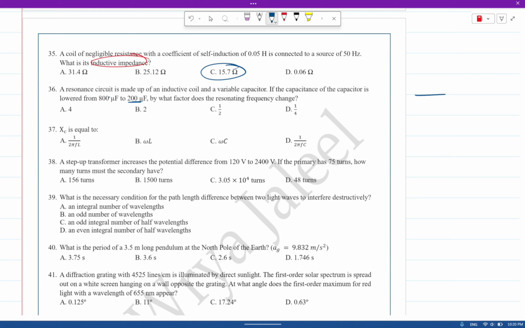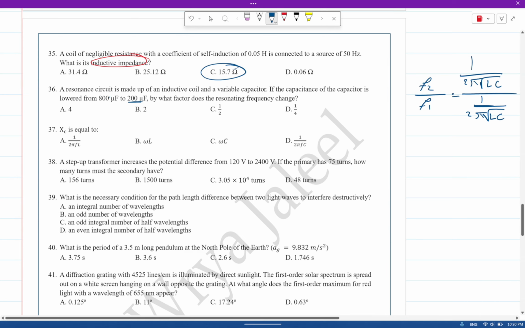so we can say F2 over F1. But what is the frequency of the resonating circuit equal to? It is equal to 1 over 2 pi, the radical of L times C. Again, for F1 it is the same thing: 1 over 2 pi, the radical of L times C. So we can call this one C2 and call this one C1. The rest of the values are not changing, so it is constant.